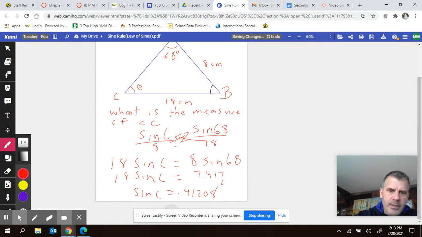So C in this case would be about 24.3 degrees. That's not a very nice number. That's ugly, but let's just write it in up here. So now we know that this angle is 24.3 degrees.